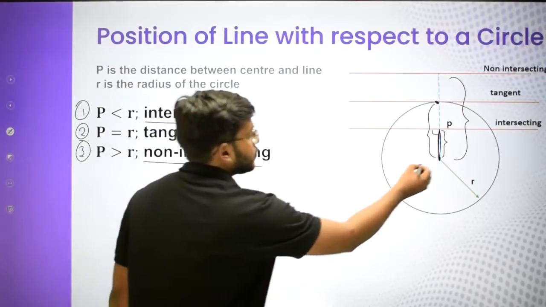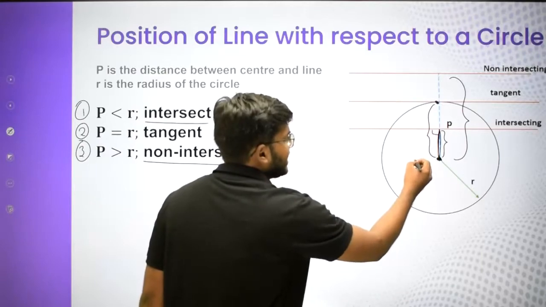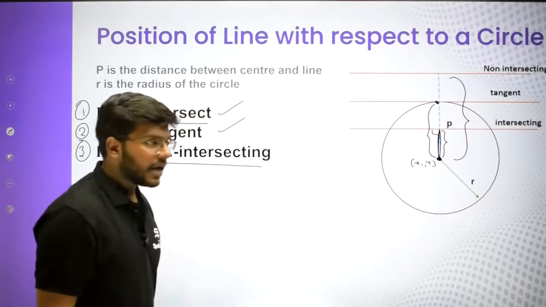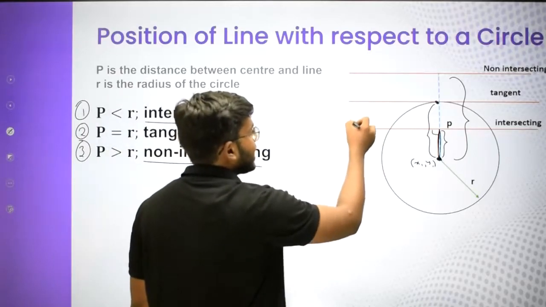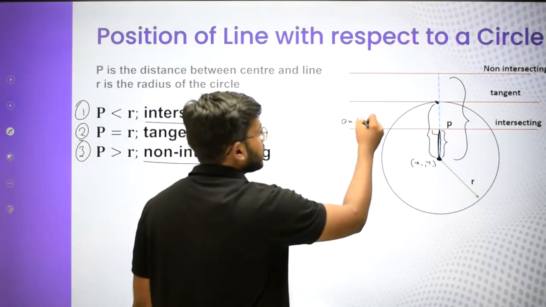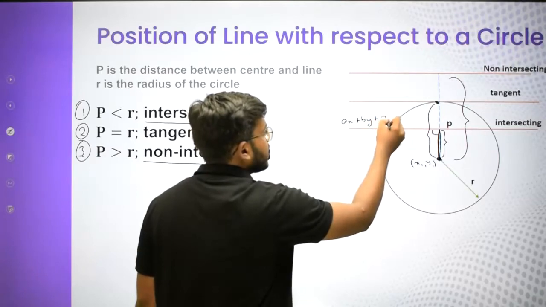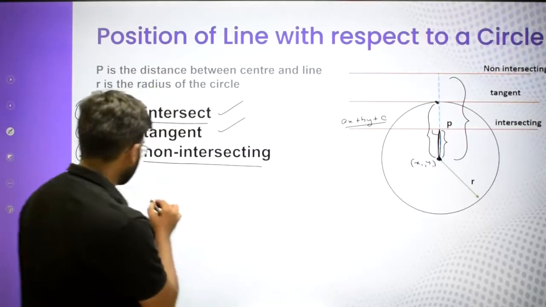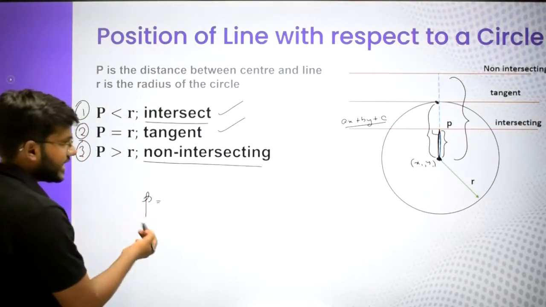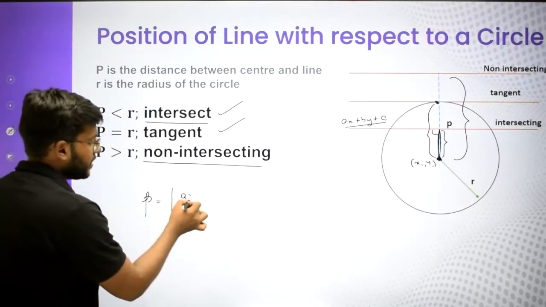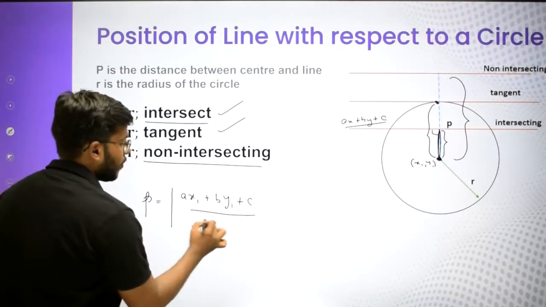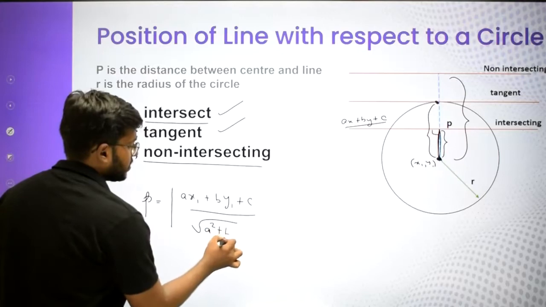So guys, let's suppose the center is x1 comma y1, and the equation of the line is Ax plus By plus C. How can you find the perpendicular distance P? We have already covered this in straight line. So the perpendicular distance P will be modulus of Ax1 plus By1 plus C upon under root A square plus B square.